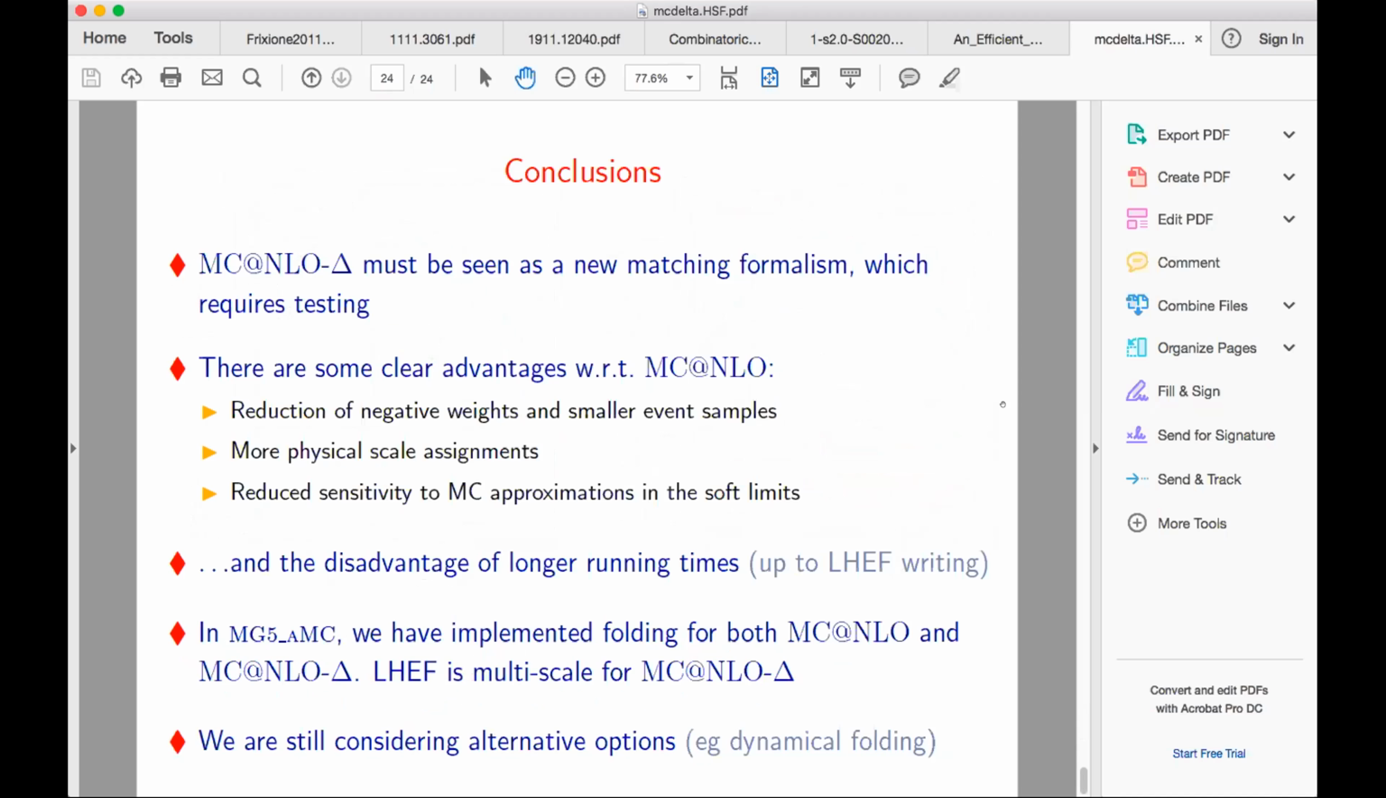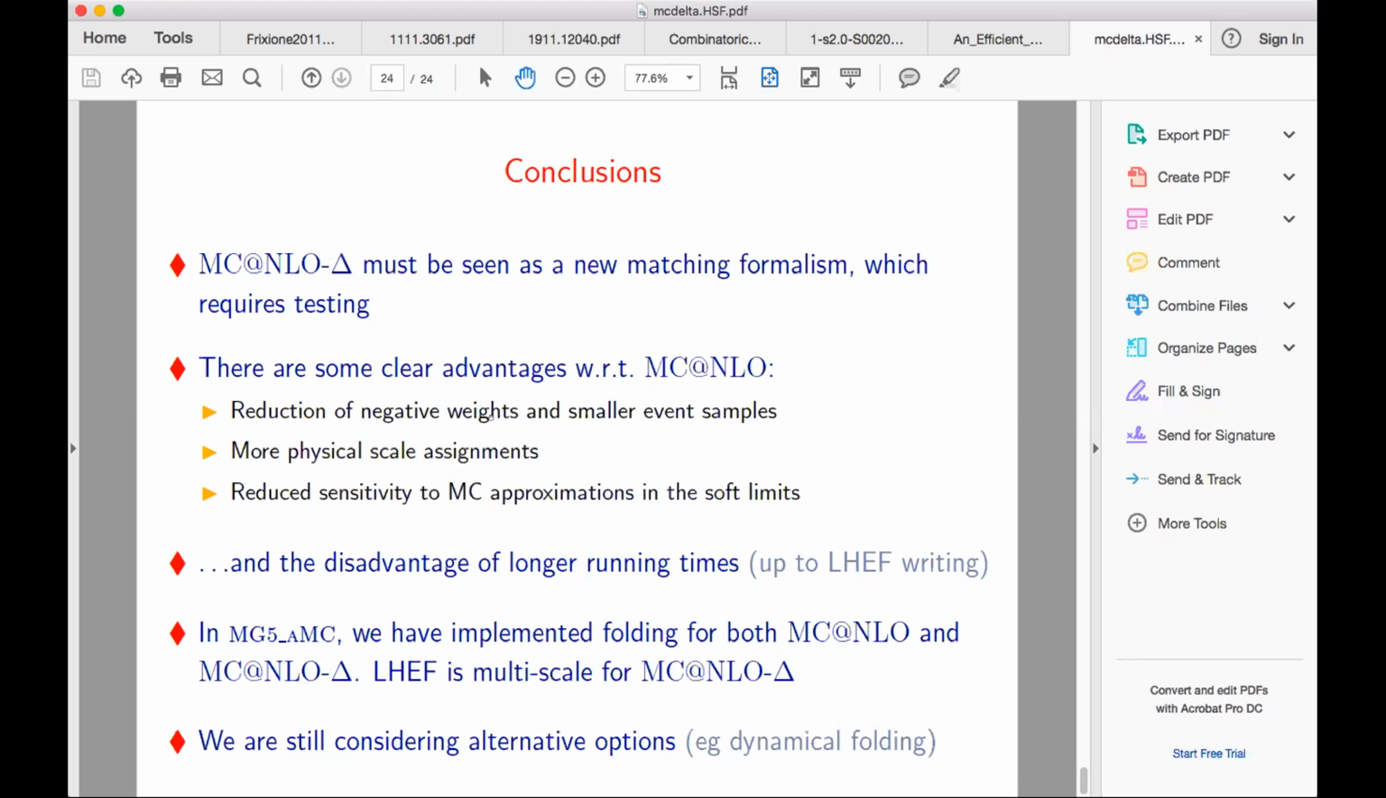We didn't see any particularly striking case of things that are obviously broken. Still, what I stress is that MC-NLO-Delta is a new matching formalism, and therefore it requires testing. I mean, if you think about the learning curve in the old days when the first NLO matching was introduced, I mean, it took years, right? Now, this case will not take years, but still, I mean, it requires some understanding before declaring that everything is fine.